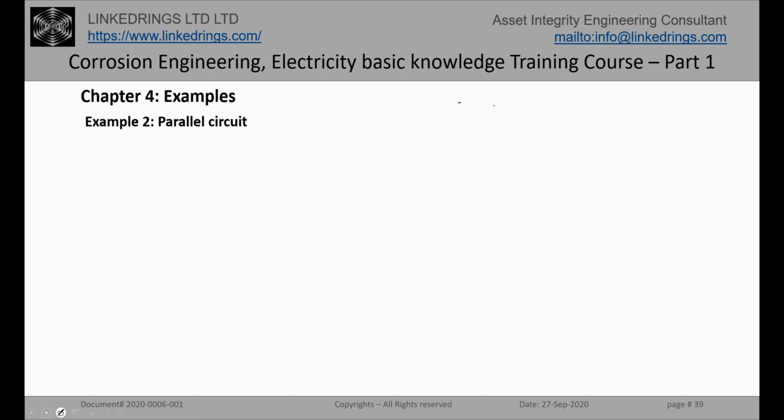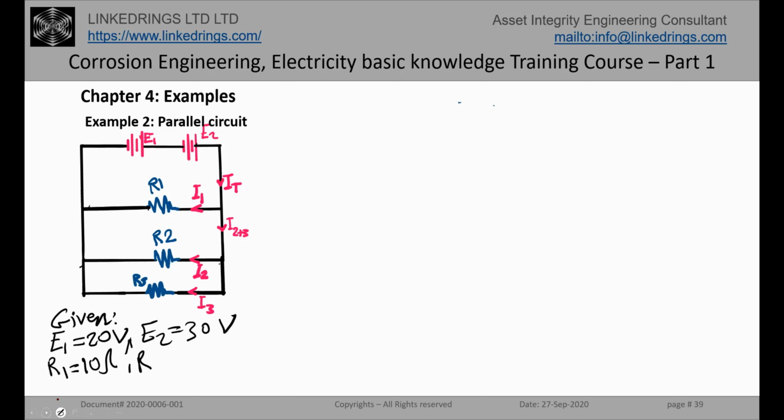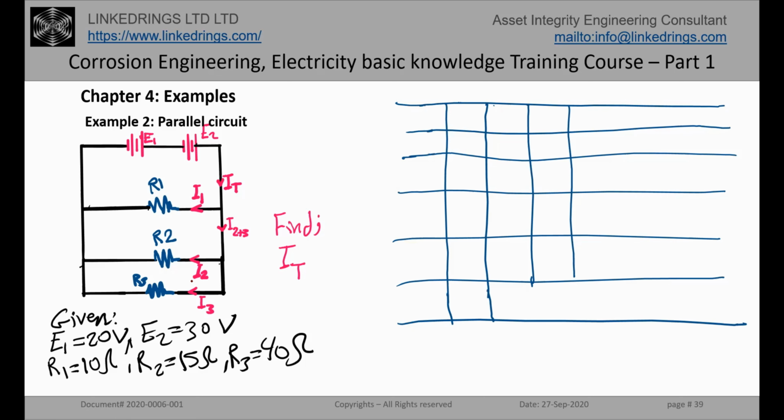Example number 1 was easy, correct? Okay, let's go to example number 2. So these are our circuits: 3 resistances in parallel and 2 electrical sources for voltage, E1 and E2. We were given the values for E1 and E2 and the values of the resistances, and we were requested to find the total current, I total. And we will also find I1, I2, and I3.